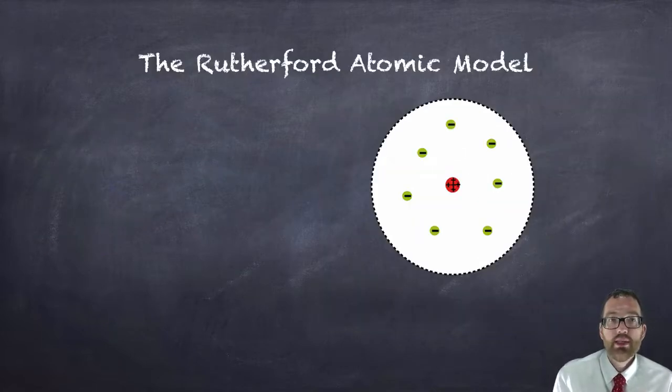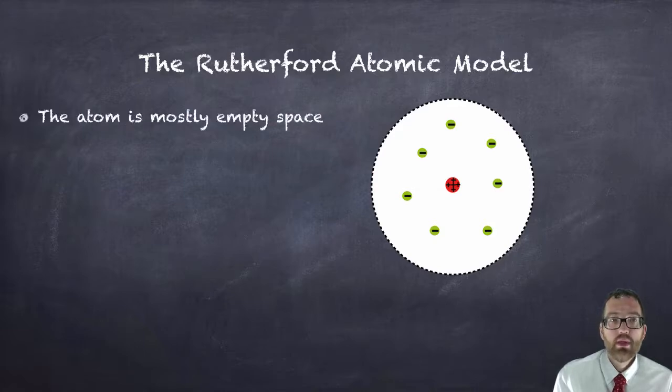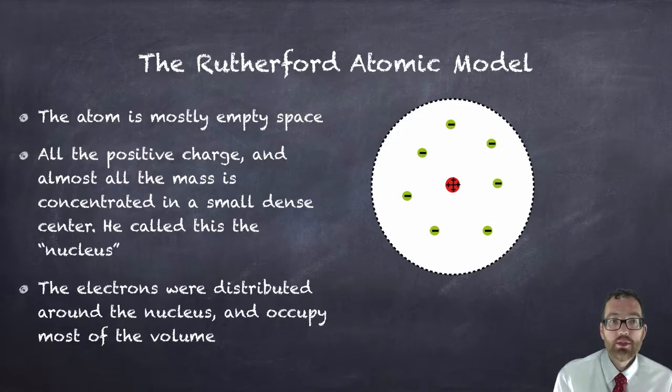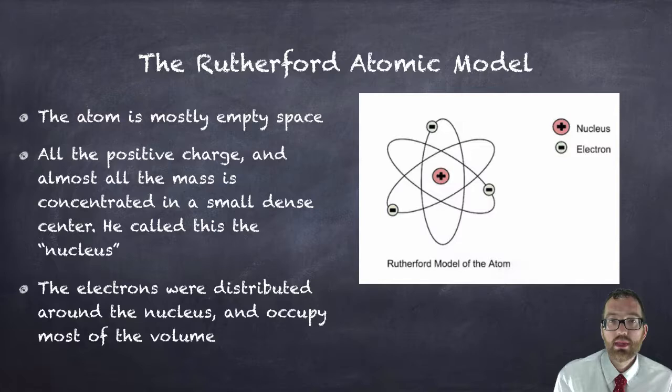So based on his findings, he decided to make an atomic model like J.J. Thomson did. This is kind of what he came up with. He has the nucleus in the middle, and you can see the positive charges, and the negative electrons are somewhere outside of the middle. So his model showed that the atom was mostly empty space, and that all the positive charge and almost all the mass is concentrated in a small dense center, which he called the nucleus. And the electrons were distributed around the nucleus and occupied most of the volume. His model kind of morphed into something that looks like this today, and it's kind of what we normally think of when we think of models of the atoms.